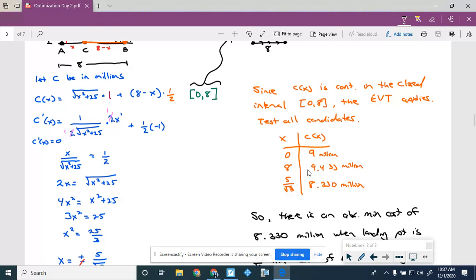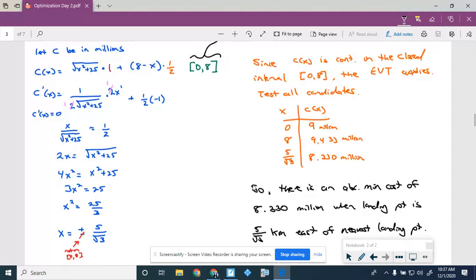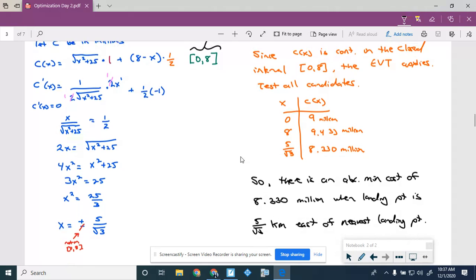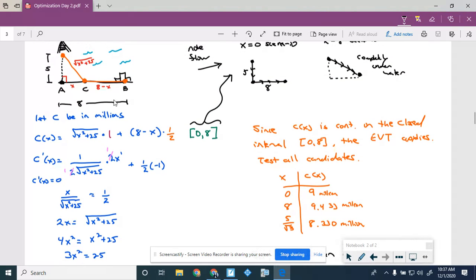And remember, they represent costs. So it's no surprise that you have an absolute max when x is 8, right? Because that would be piping everything underwater. So it's about 9,433,000. So pretty expensive. It actually turns out that the cheapest one, the minimum, is going to occur at 5 over radical 3. So what does that mean? It means there's an absolute min cost of 8.330 million when the landing point is 5 over radical 3 kilometers east of the nearest landing or shore point, I should say, right?